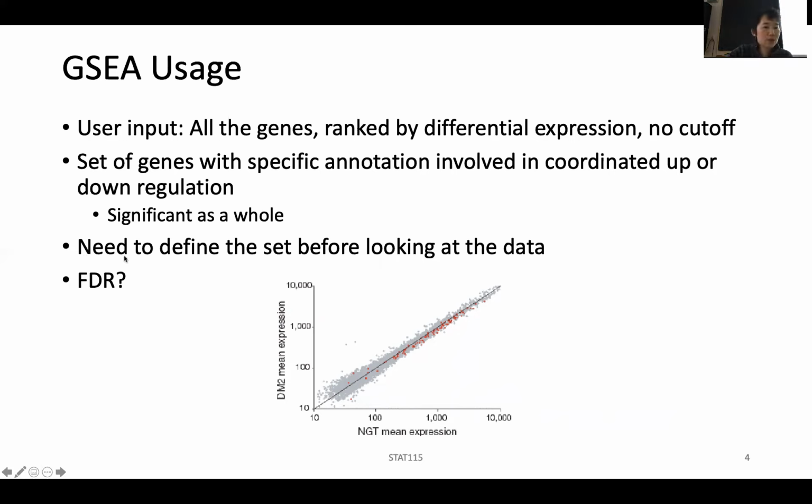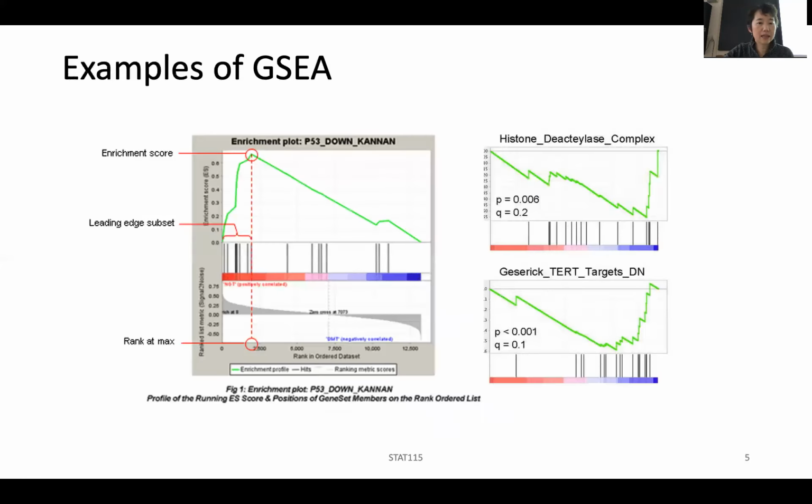The key is to define the gene set before looking at the data. You can't just say, what if I take the top 100 genes that are upregulated in my ranked order list and look at their significance? Of course, those are going to be super significant, but you cannot look at the data first before you do this. Right? You have to define the gene set ahead of time and also correct for multiple hypothesis testing.